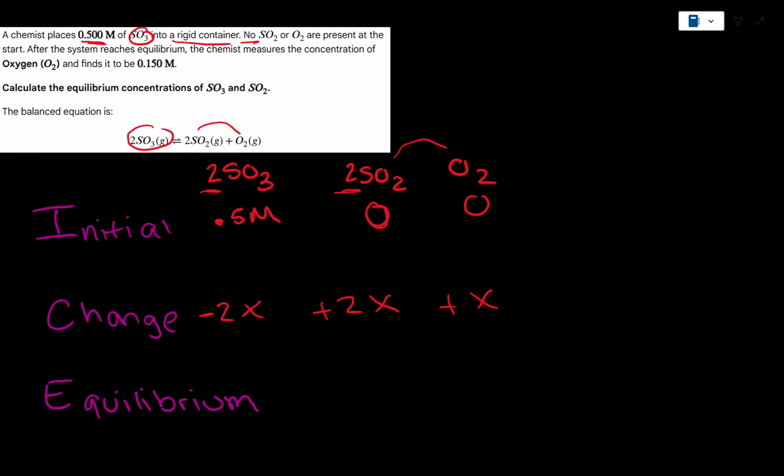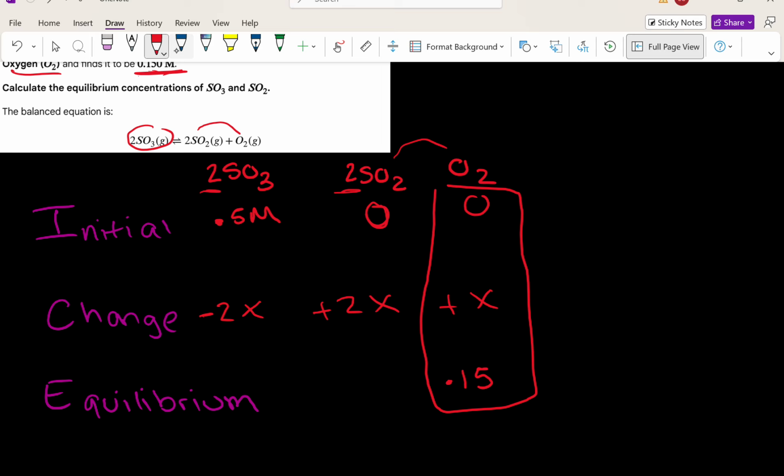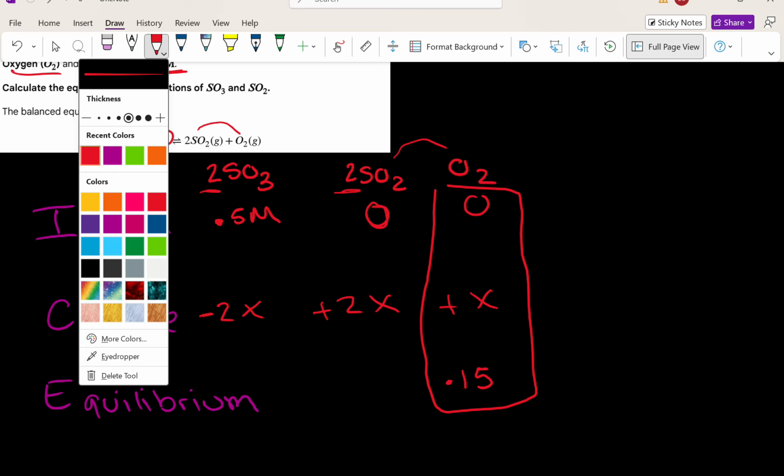Okay, and then the question was so nice and even gave us an equilibrium value for oxygen. It says after the system reaches equilibrium, oxygen concentration is 0.15. So once you have a column with all three values, you can solve for the rest of the equilibrium values, and you can even solve for the equilibrium constant. So now what we're going to do is use those values that I just circled, and plug them in like this.